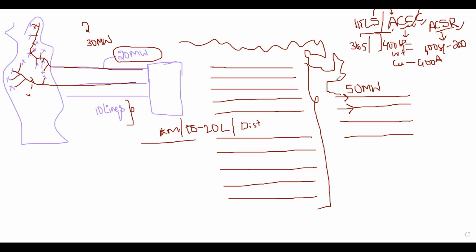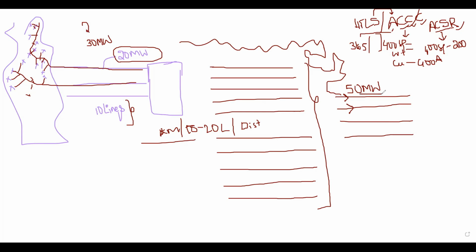Only overcurrent and earth fault. So the fault occurrences are high in distribution systems compared to the high voltage systems. High voltage systems are very stable compared to the distribution ones. Am I right or wrong, team? Yes or no? Right? Yes.